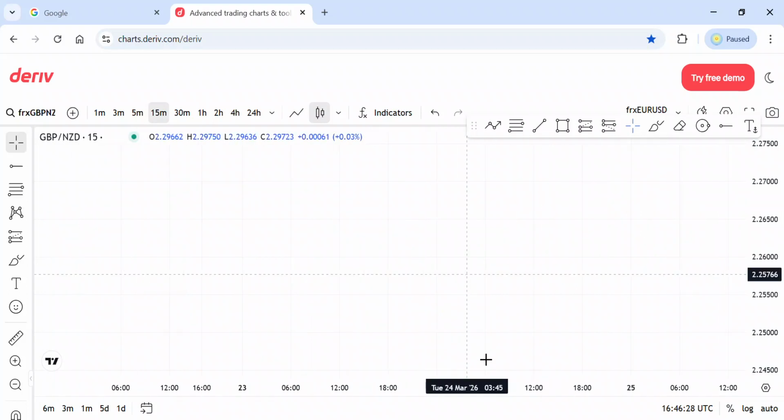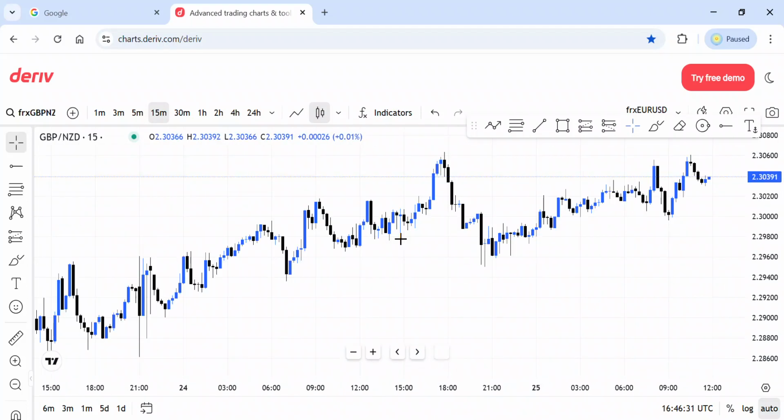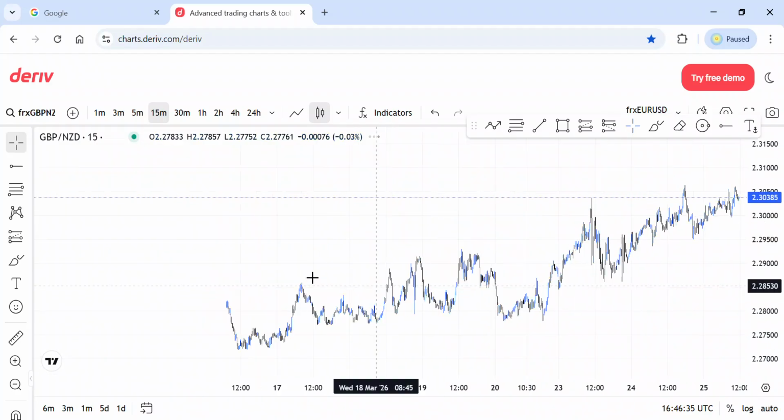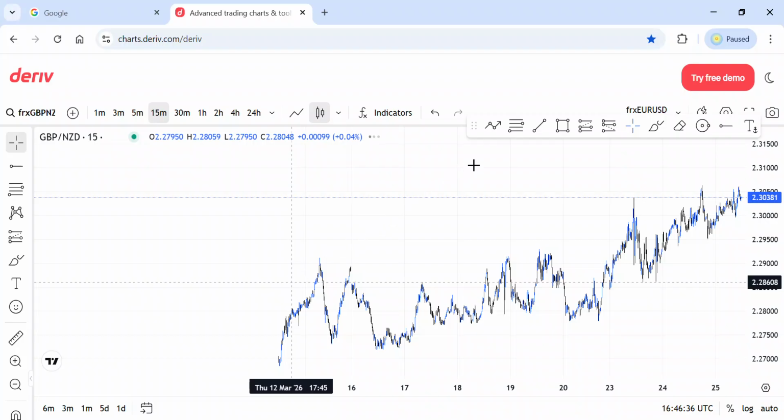So don't forget, 4 hours bias, 15 minutes confirmation, okay? If you want to enjoy trading, just use 4 hours as a bias, then 15 minutes as a confirmation. Easy peasy, no stress. Just wait for market to form.